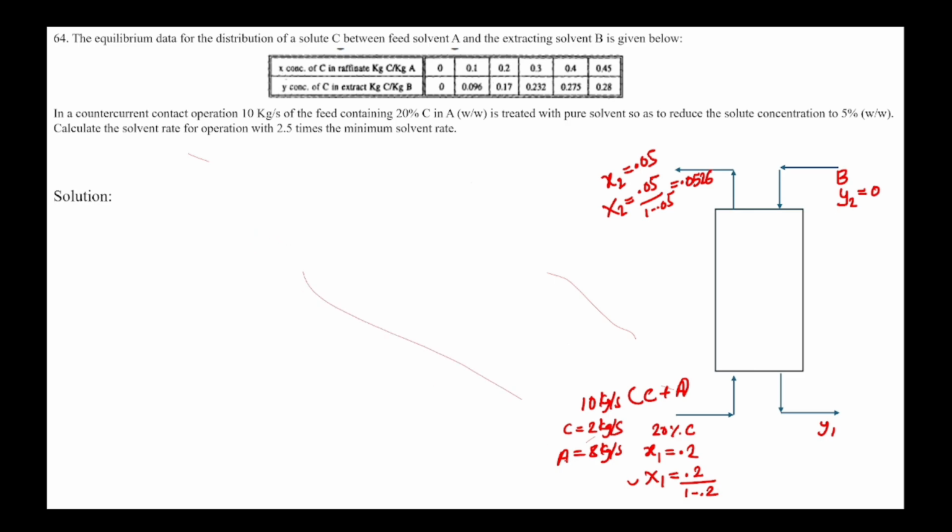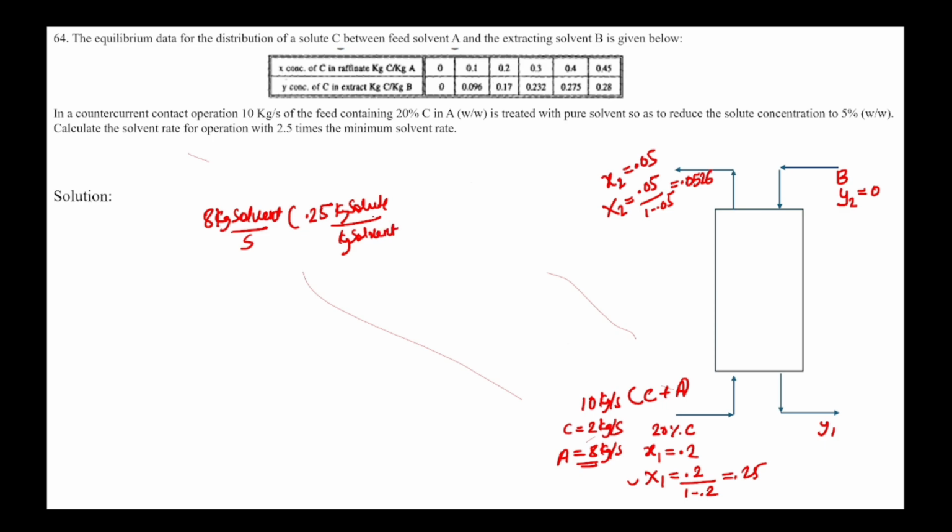So A is what? Only the solvent, because 8 kg is the solvent, feed solvent. 8 kg solvent per second into x1, 0.25, because this value is 0.25. What will be kg solute upon kg solvent.